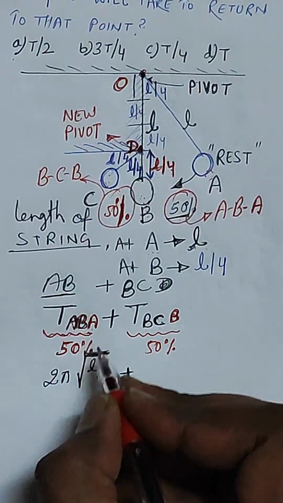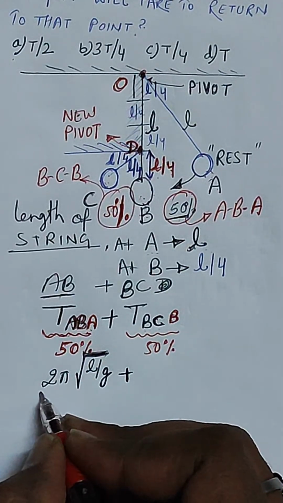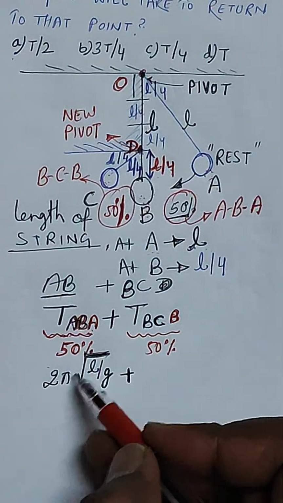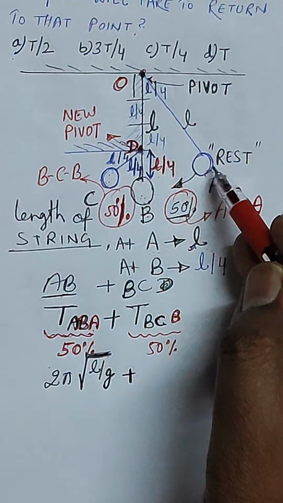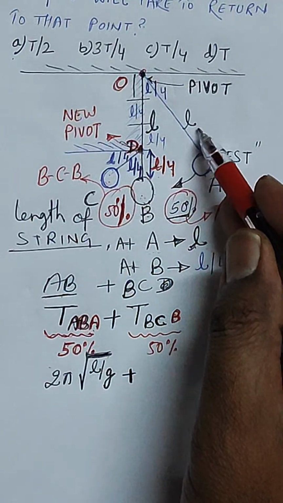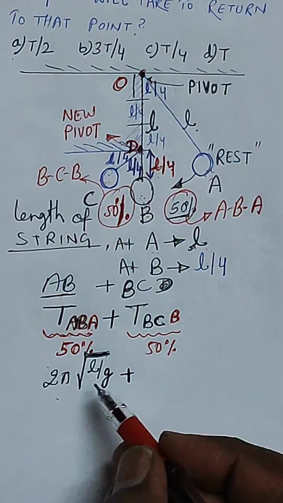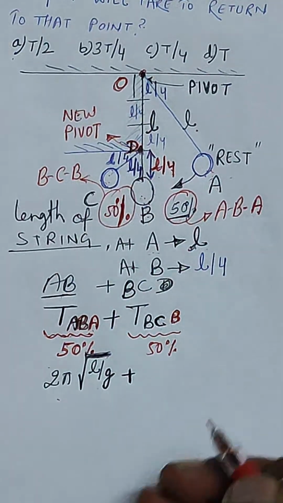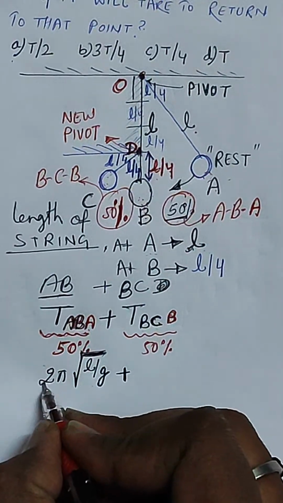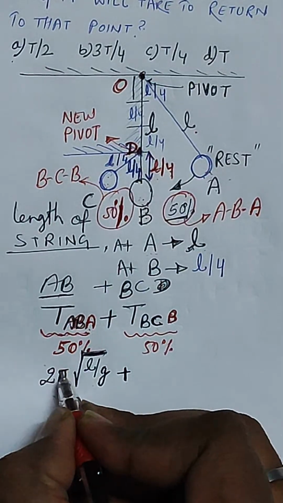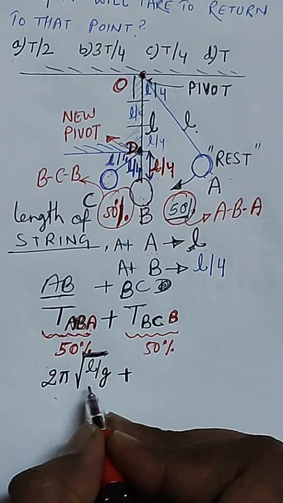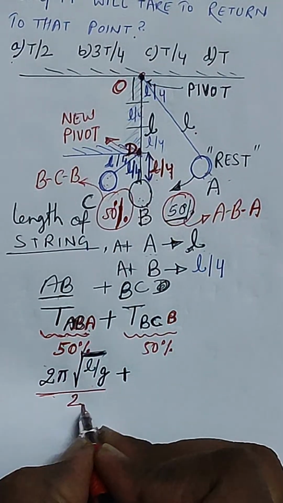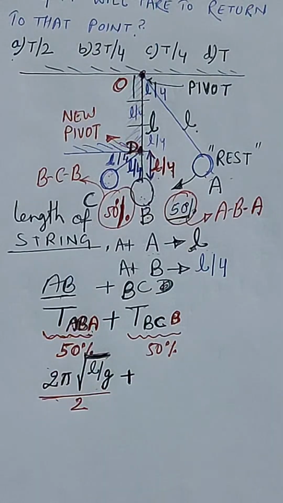So for this section, 2 pi root under L by G would be the time period of oscillation when the pendulum is allowed to swing with full length. But this is for 50% only, A to B and B to A. So that's why the time period 2 pi root under L by G is for the full oscillation. So for 50% it will be divided by 2, isn't it? It will be divided by 2.